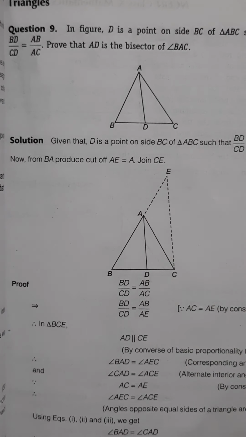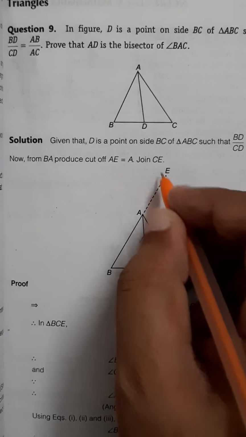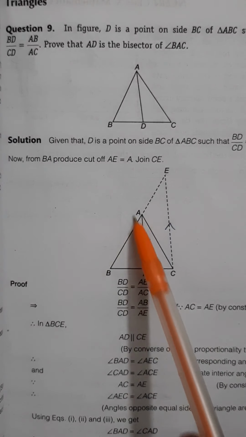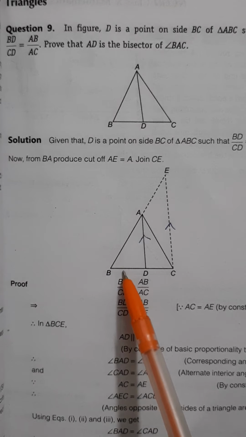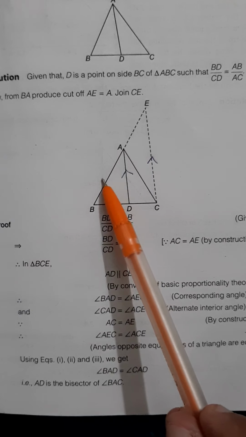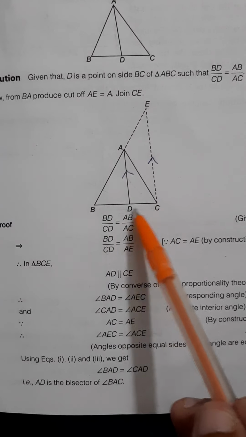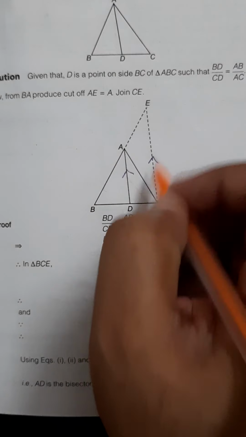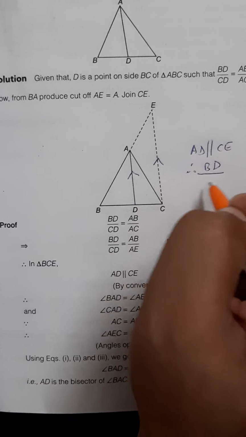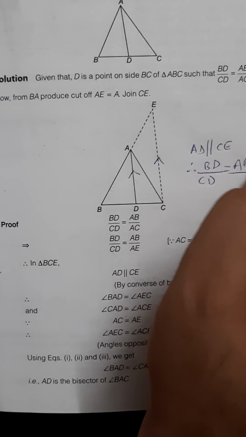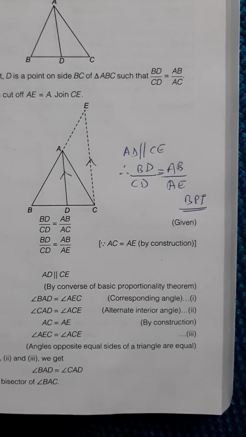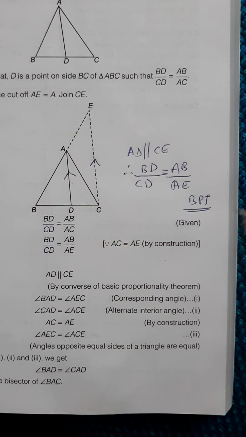The construction was that we are going to draw this line CE parallel to AD, and we are extending BA to point E. Now if this is parallel to this by construction, then we can use the basic proportionality theorem and say that BD upon CD is equal to AB upon AE, right? Why? Because AD is parallel to CE. Therefore, I can say BD upon CD is equal to AB upon AE by the basic proportionality theorem.